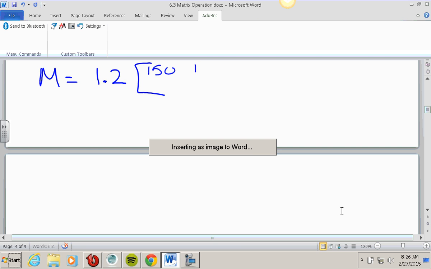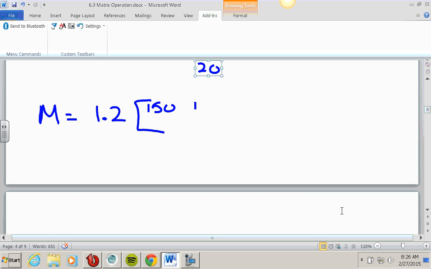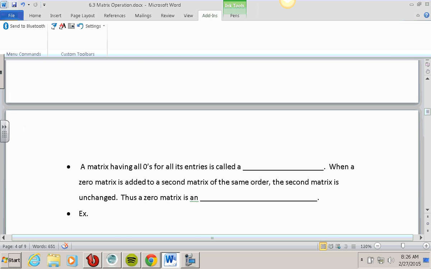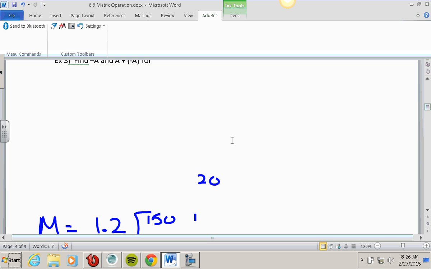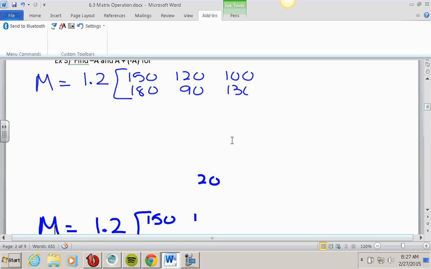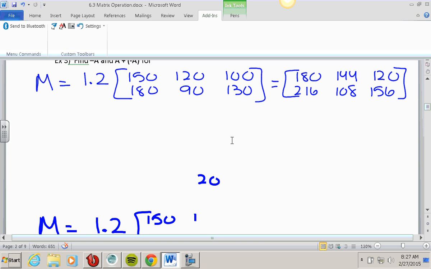150, 120, and so on. When I multiply each one of these through by 1.2, it's going to give me 180, 144, 120, 216, 108, and 156.